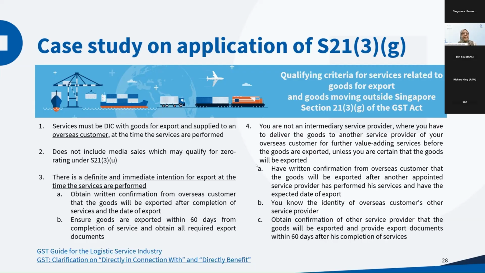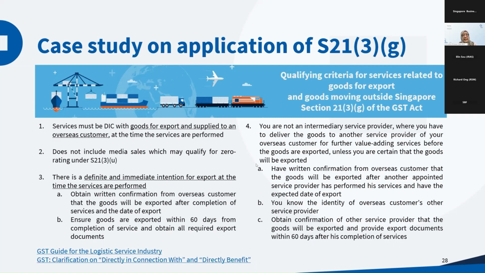So for condition 1, the services must be supplied directly in connection to goods for export and supplied to an overseas person at the time the services are performed. Eileen has already shared what is considered as directly in connection with and how to determine the belonging status of the customer. For condition 2, the services must not relate to media sales. That is because media sales has its own set of conditions that you need to satisfy, and that is already covered under section 21(3)(u) of the GST Act.